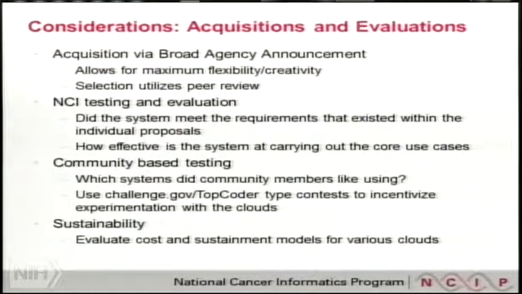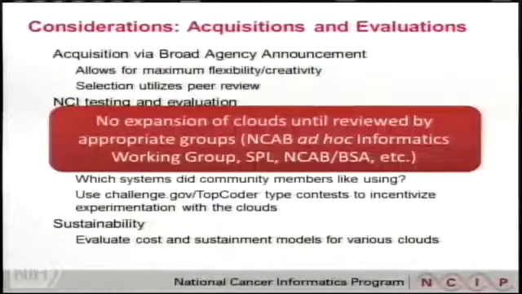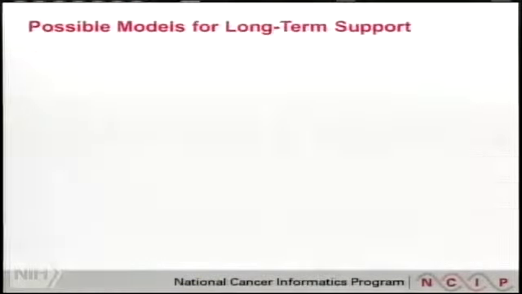Clearly, we're going to be doing some NCI testing, but we also want to make sure we do some community-based testing. At the end of the day, which of these systems, which are going to be made available, do the community members like using? And the idea would be to use challenge.gov or topcoder type contests to incentivize use. Plus, of course, the BD2K U54 centers are going to need computational capacity to run the new analytics systems that they're going to be developing, and this kind of infrastructure is perfect for that. I do want to point out we don't plan to expand the clouds until they're reviewed by appropriate groups. The contracts are likely to end at the end of the evaluation phase, and to continue on would require a separate contracting action by the NCI.